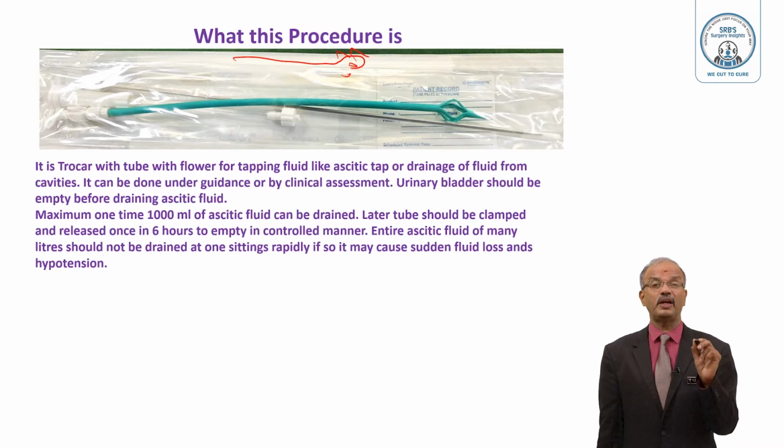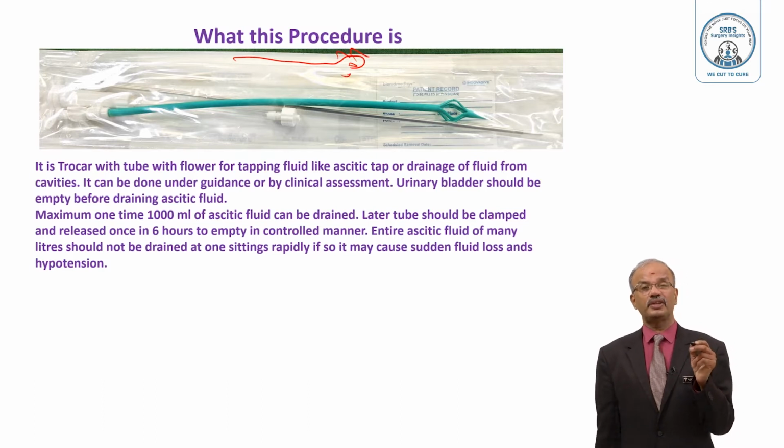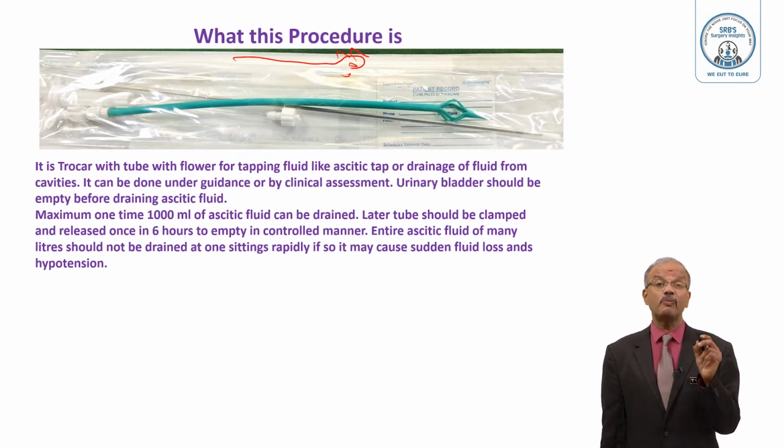Ascitic fluid tapping should be done usually just below the umbilicus, in the right pararectal area, sometimes left, depending on the surgeon's selection. The urinary bladder should be empty. That is a prerequisite, because if your bladder is full, your trocar may enter the urinary bladder, you may injure the bladder, you may drain urine. So you have to confirm that the urinary bladder is empty. If there is a doubt, you can pass a catheter.